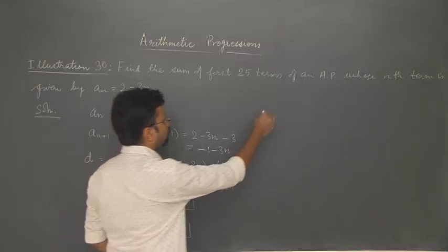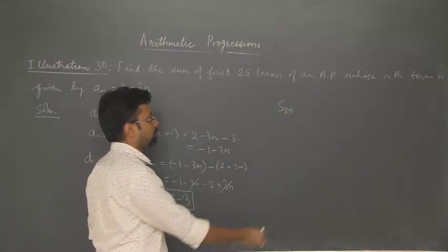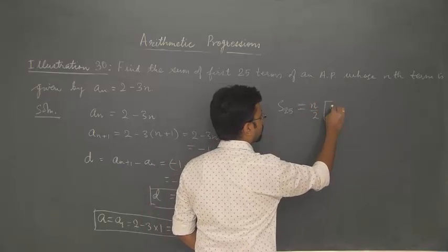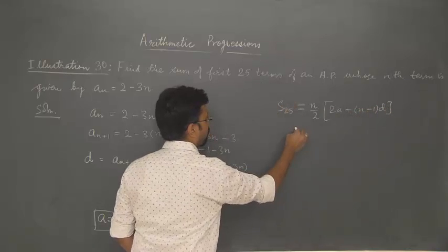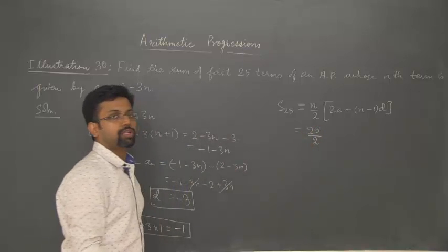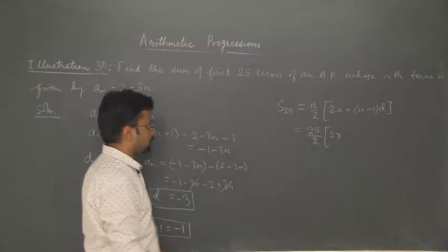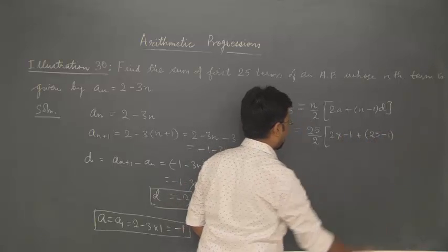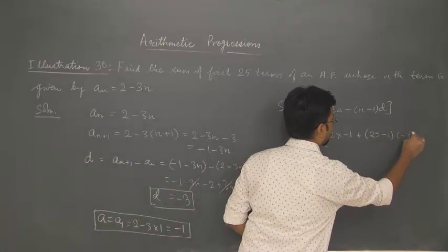Now we have to find out sum to 25 terms of an AP. That is, we have to find out S25. And what would the value be? It will be n by 2 into 2a plus n minus 1 into d. Now what is n? N is 25 because we have to find out the sum of first 25 terms. 2 into a would be how much? A is minus 1, plus 25 minus 1 and the common difference comes out to be minus 3. So it's going to be minus 3 here.